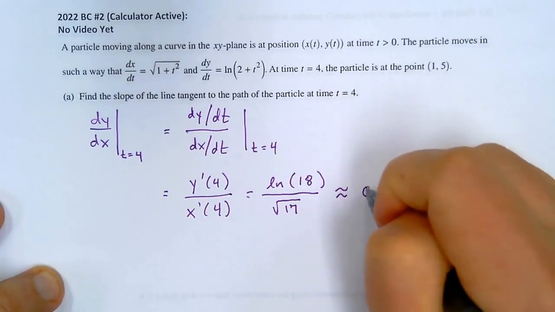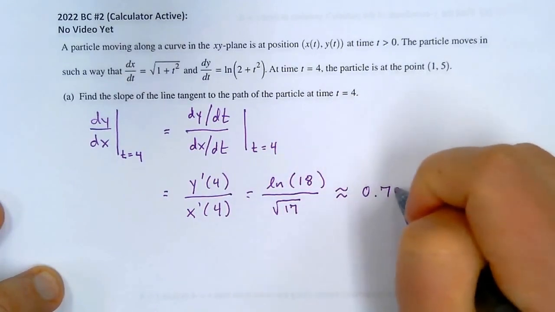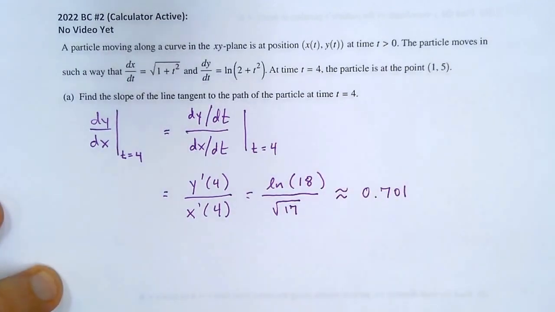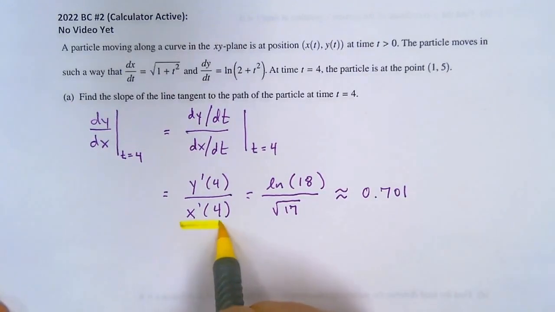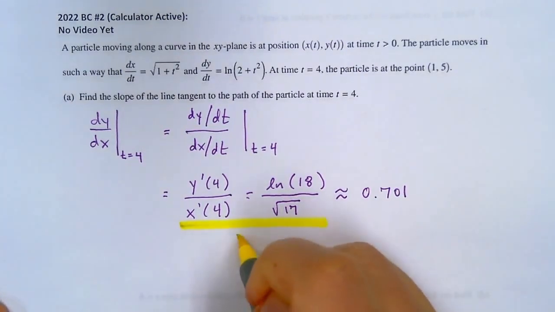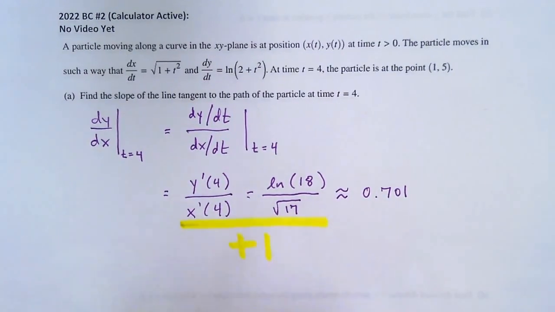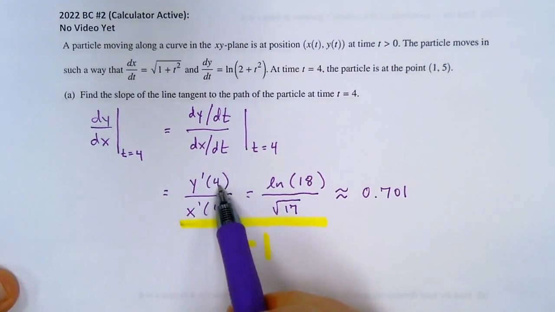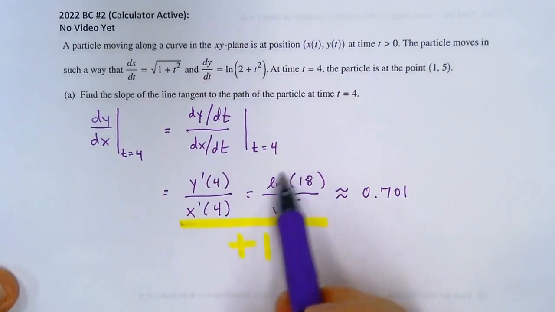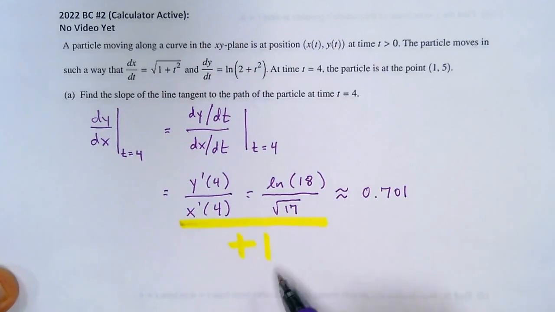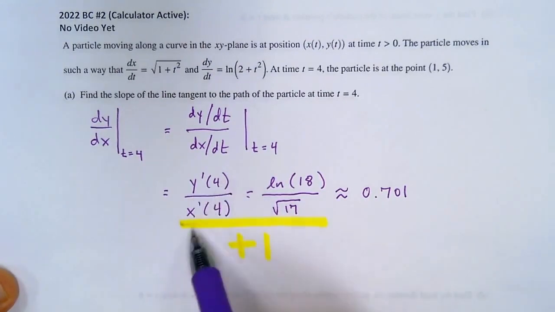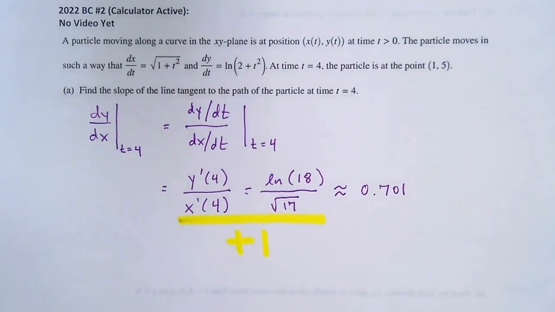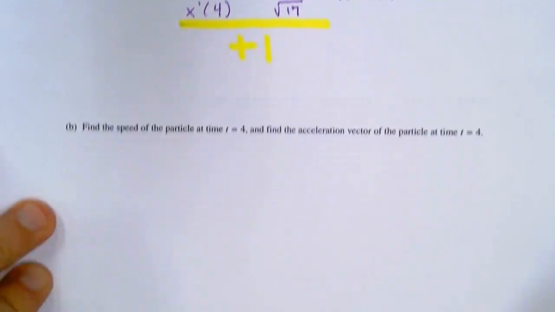This is the exact answer. As a decimal, we get 0.701. This question is worth 1 point. You get 1 point for the work which leads to the answer. It should be noted that if you wrote y prime of t over x prime of t equals this number, you would not get the point. You need to have y prime of 4 over x prime of 4.